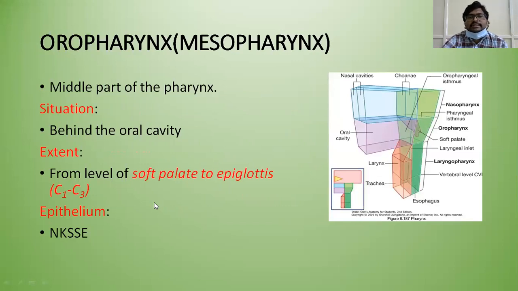Now coming to the second subdivision, that is the oropharynx or mesopharynx. It is the middle part of the pharynx. It is situated behind the oral cavity. It extends from the soft palate to the epiglottis, or from C1 to C3 level. The epithelium of the nasopharynx is pseudostratified ciliated columnar epithelium. That epithelium changes here. The epithelium here is non-keratinized stratified squamous epithelium.